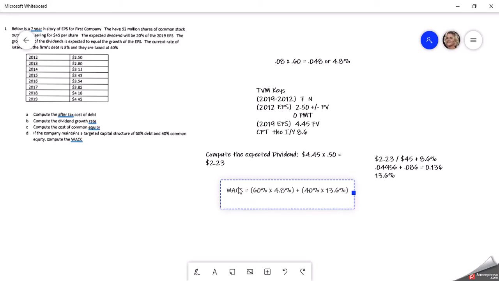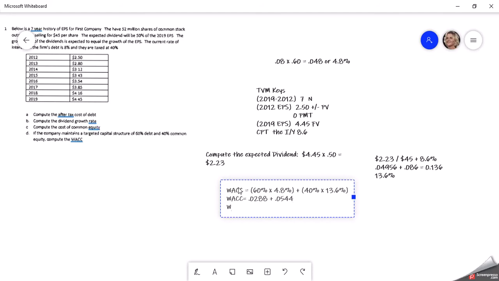How I do that, and you can do it a couple different ways, but just to take the decimal work out of it, I'll go 60, push the percent button on my calculator, times 4.8, push the percent button, and then push equals, and that gives me 0.0288. So it does all the decimal work for me. Sometimes students will screw that up and leave some decimals and then some whole numbers, and then you get a wacky answer. So again, do the same thing, 40, push the percent button, times 13.6, push the percent button, and then push equals, and that gives us 0.0544.